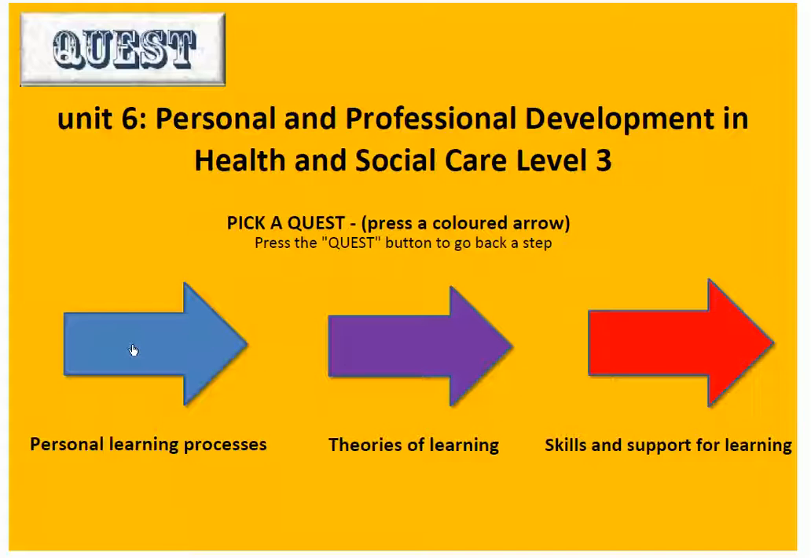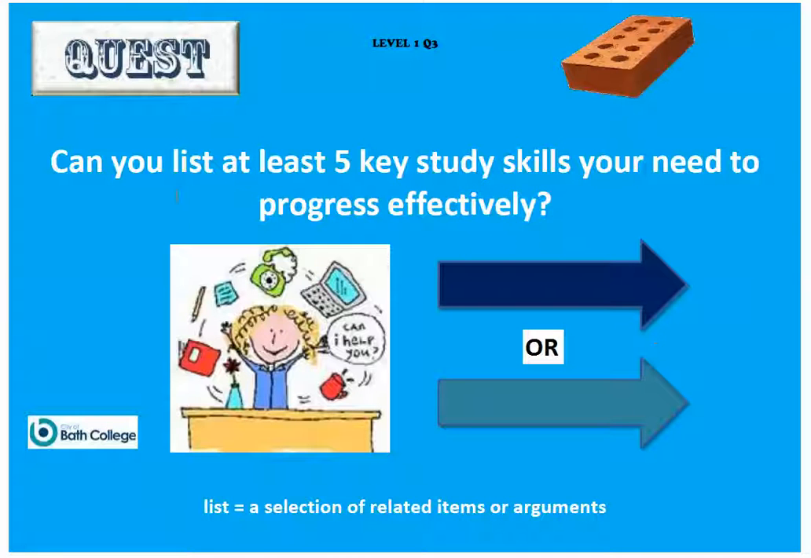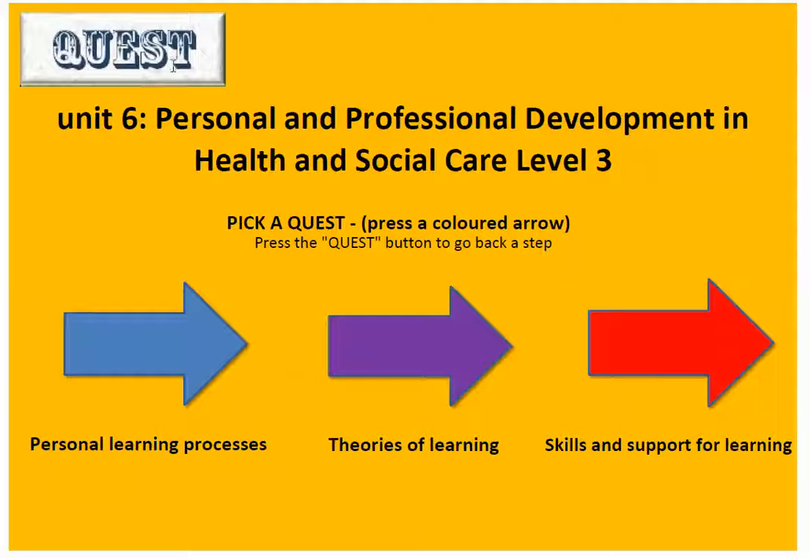learning process. Because remember, there were other questions they didn't answer. So they can go down that route, or they can pick another route. Can you list at least 5 key study skills you need to progress effectively? And we talk about those. But at any point, if you press the quest button, it always takes you back, so they can always come back to the start and choose a different route. And that is a quest trail.